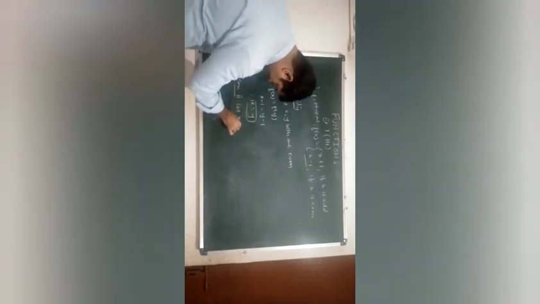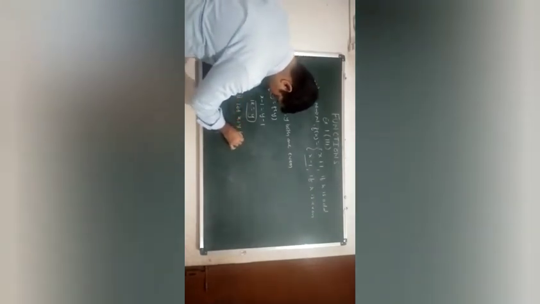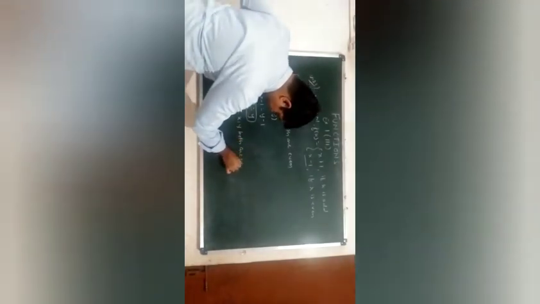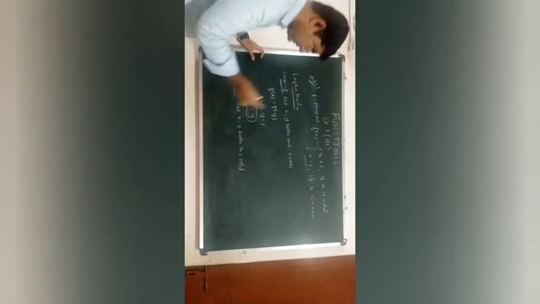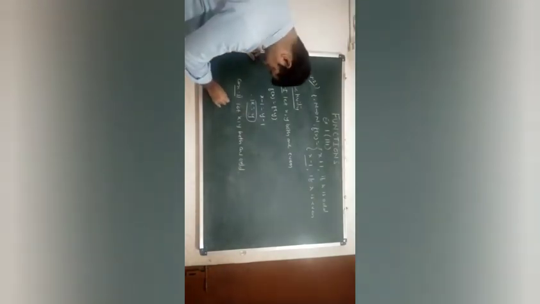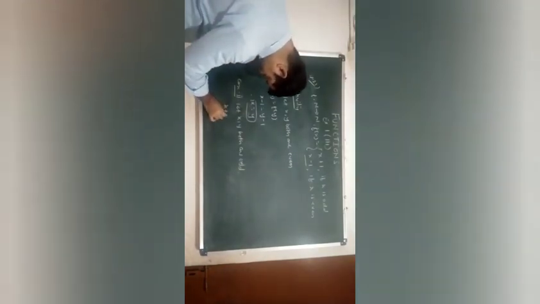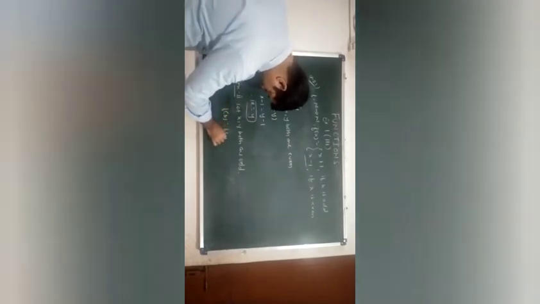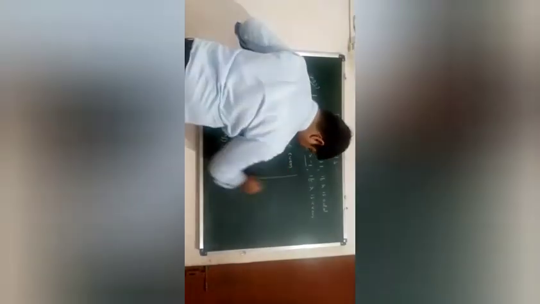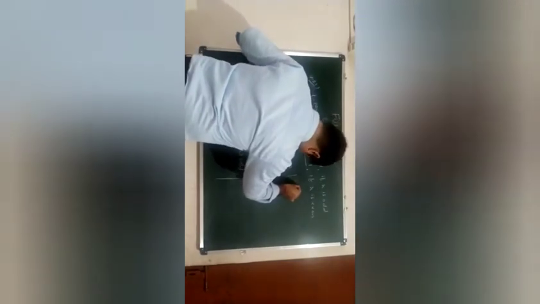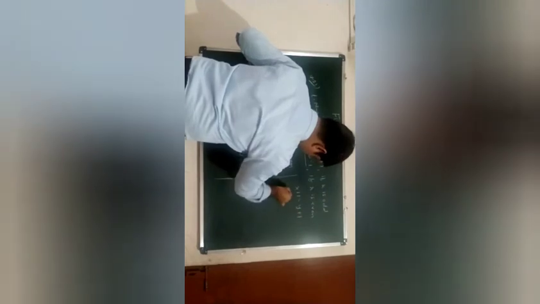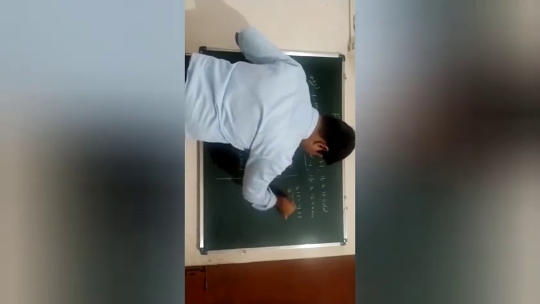Let x, y both are odd. Then we have the formula for odd. f of x is equal to f of y, and therefore x plus 1 is equal to y plus 1, and therefore x is equal to y.